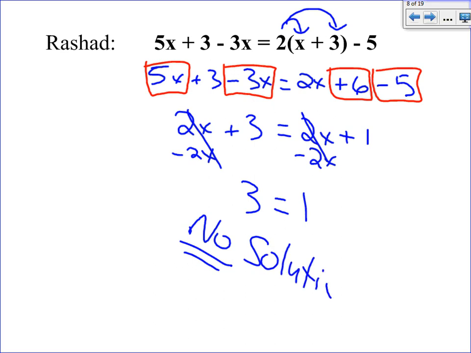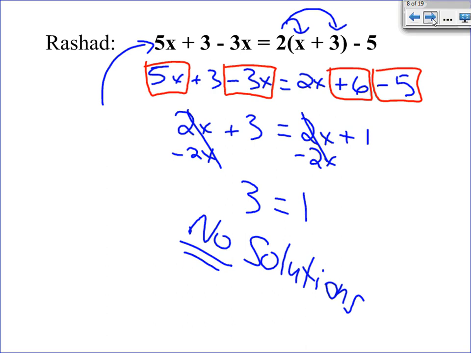So the variables canceled out. We were left with two numbers set equal to each other, but they're not equal. 3 does not equal 1. Therefore, there is no value of x that we can plug into this original equation that will make it true. So there are no solutions.